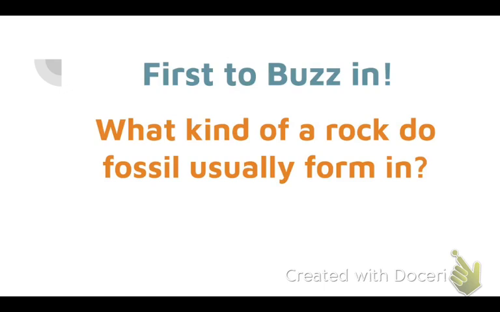So here's a review question. What kind of rock do fossils usually form in? Well, that would be a sedimentary rock. Remember, sedimentary rocks compact and cement, and so therefore they wouldn't destroy any of the remains. So that's where we'd find most fossils.